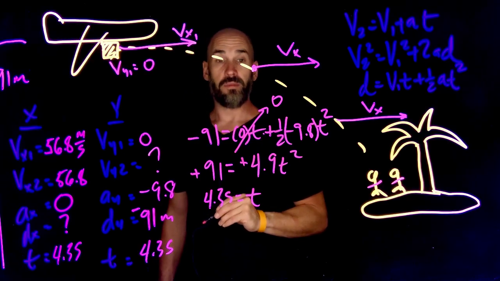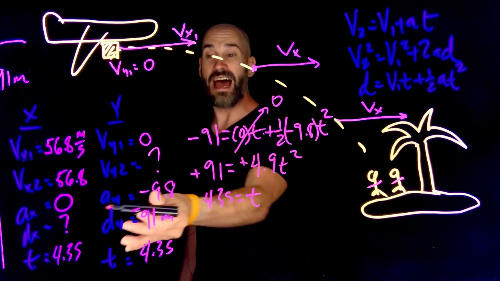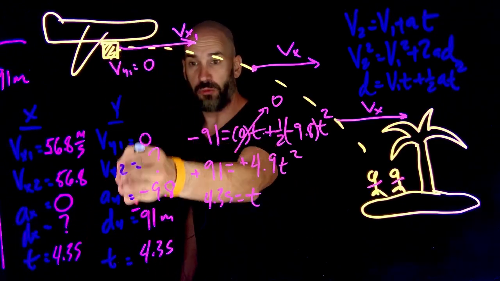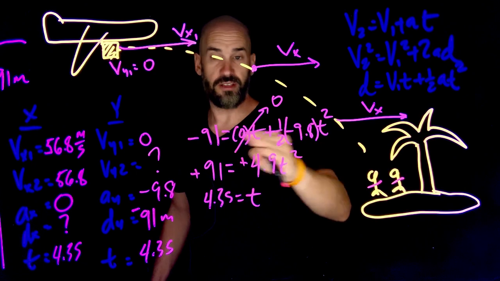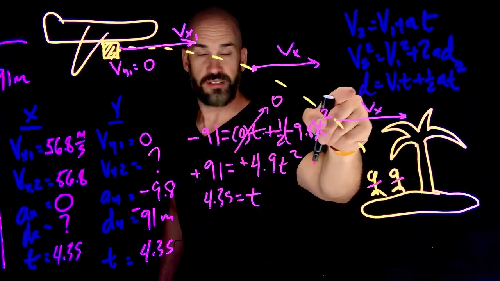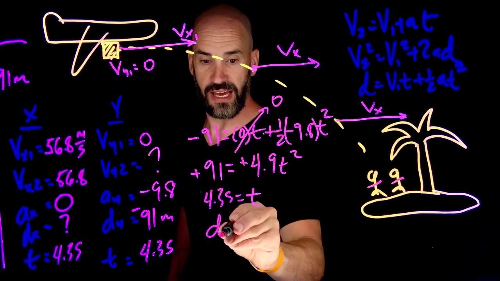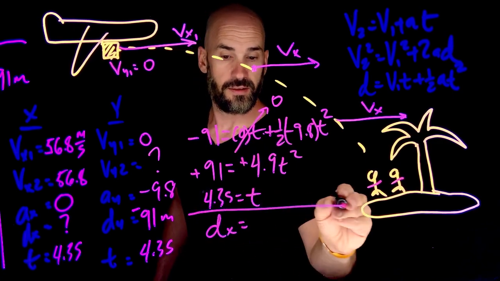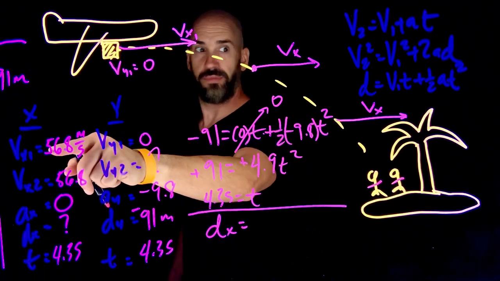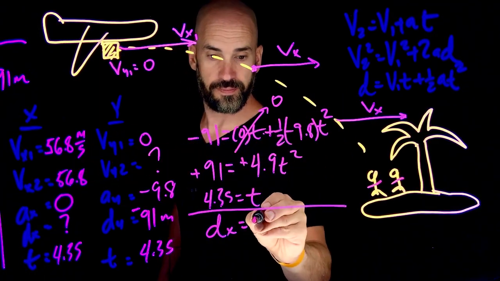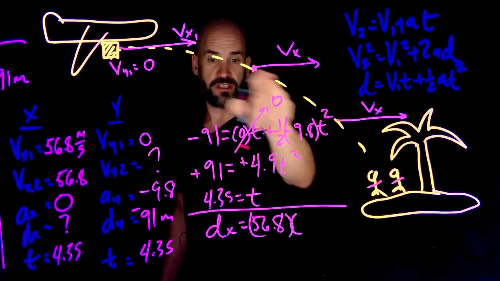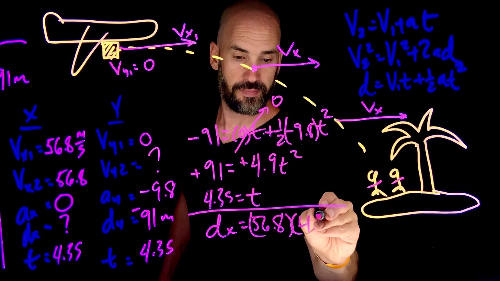That's half the battle because now we basically have filled in everything. So how are we going to get our dx, how far away the plane has to be to release the package so that the people get it? Well, we can use this equation. We say that dx equals v1 t, which is 56.8, times the time that we just calculated, how long it was in the air, which is 4.3.